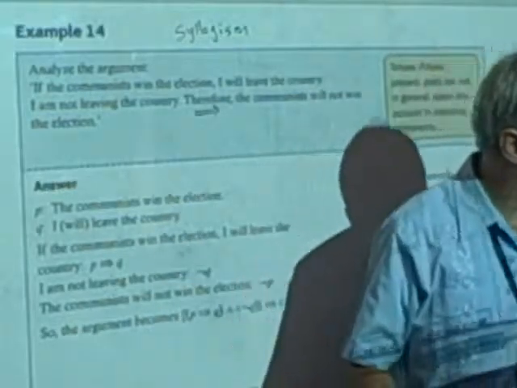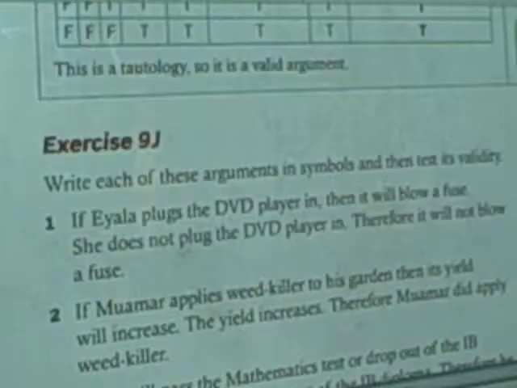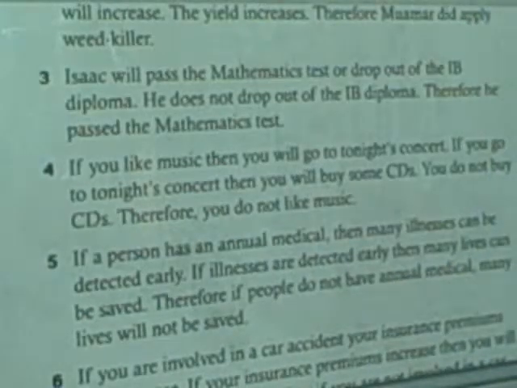I'm going to do a different example. I'm going to do an example from the homework in this section of another syllogism. I'm going to look at 9J. Let's go forward here into section 9J. And I'm going to look at number 4. Let's make it a little bigger. All right, here's number 4.